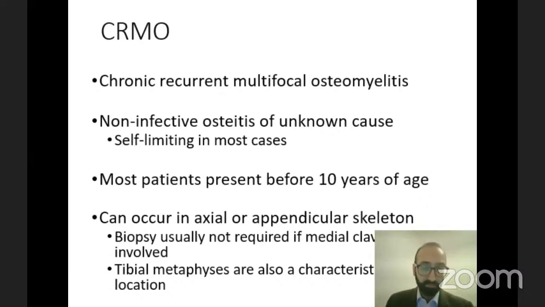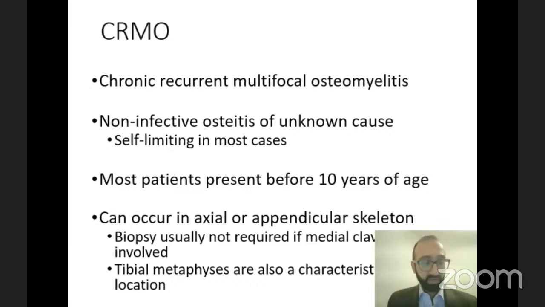It's self-limiting in most cases. Most patients present before the age of 10 years, but it can occur either in the long bones or in the spine. And we've certainly seen a few cases in the spine where you get a little bit of vertebral body height loss, and where you might actually be concerned about LCH as a differential.